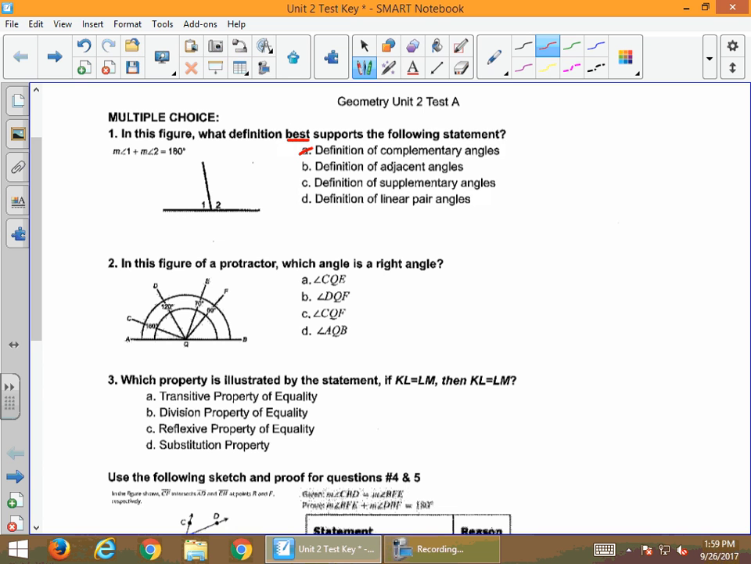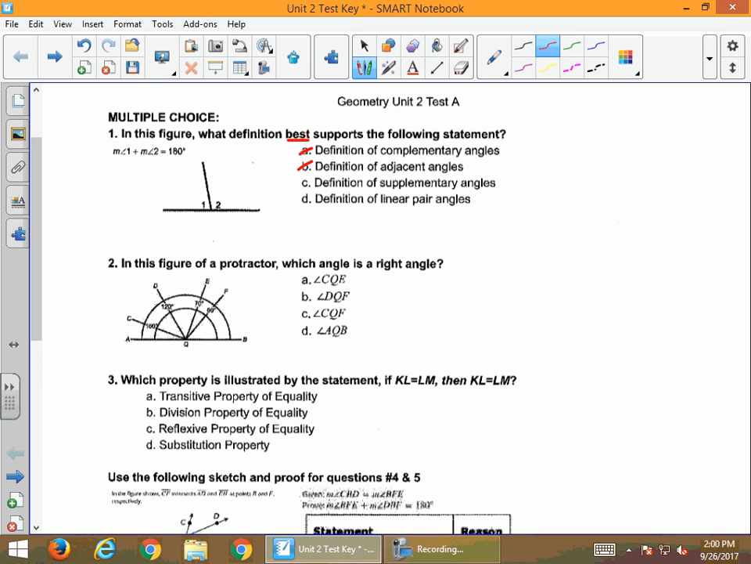For B, the definition of adjacent angles, these 2 things are adjacent. That can be seen because they do share a common side, but there's nothing about adjacent angles that says it adds up to anything. So those 2 are pretty easy to eliminate. Now the third and fourth ones, the definition of supplementary versus the definition of linear pair. If I would have said angle 1 and angle 2 are supplementary, then you can say that they add up to 180. That is the definition of supplementary.